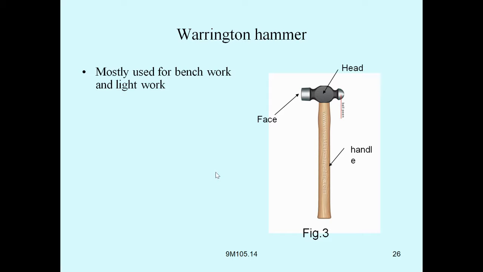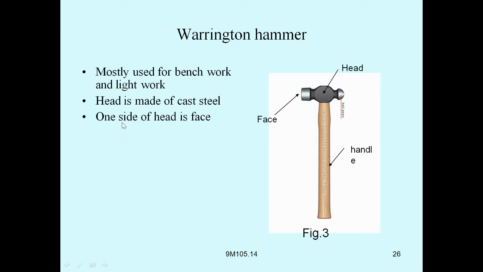If you want to do striking, we prefer this Warrington hammer. They are mostly used for bench works and light works. Next, the head is made up of cast steel. You can see here, this head is made up of cast steel.